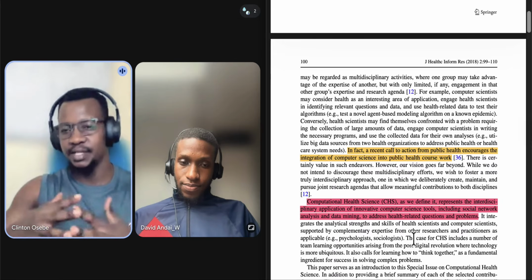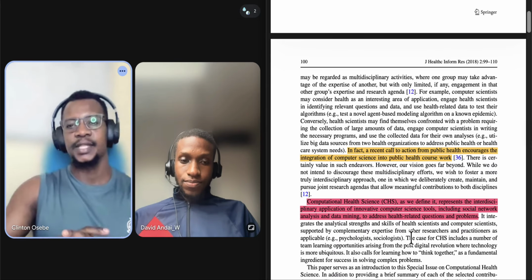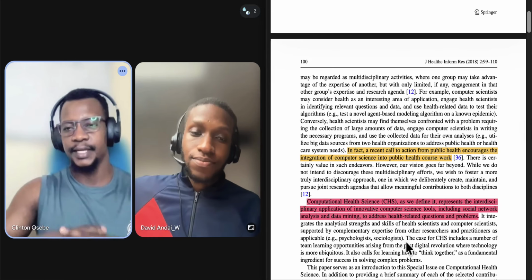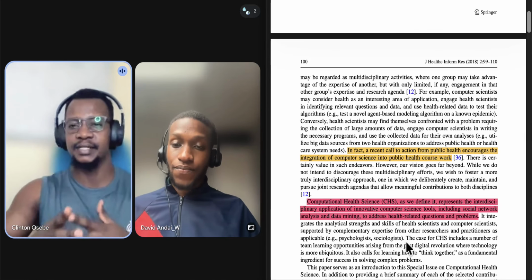If we merge the two sciences together, we can reap heavily or benefit immensely.